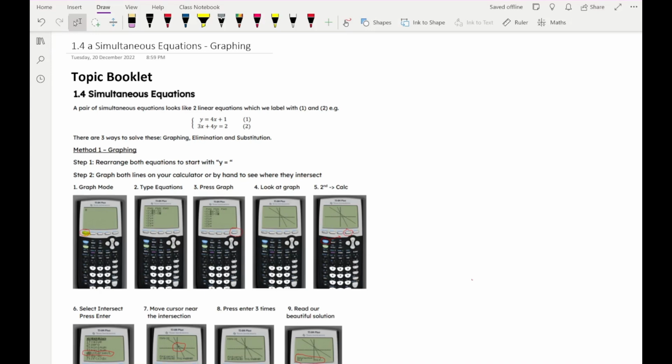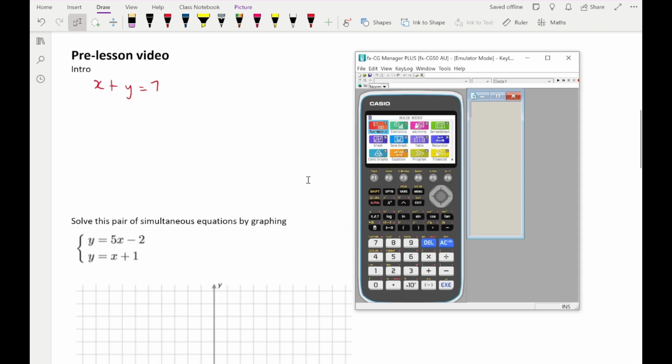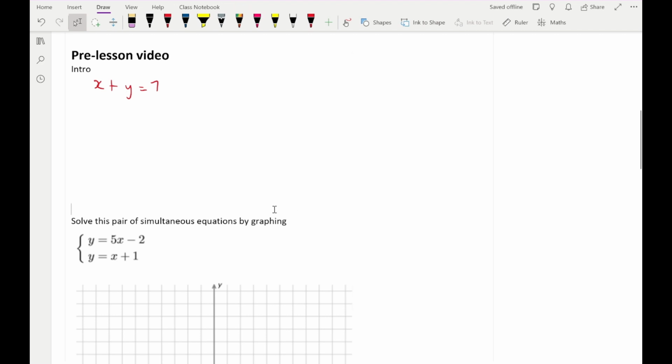In this video, we're going through simultaneous equations, and we'll break this up into a few different parts. So in this one, we're looking at solving them using graphing, and then later on, we'll look at solving them using algebra. Okay, so what is a simultaneous equation? Best way to explain this is through an example.